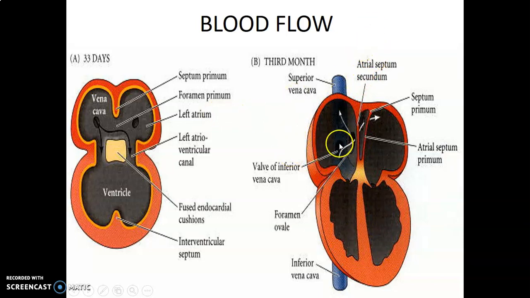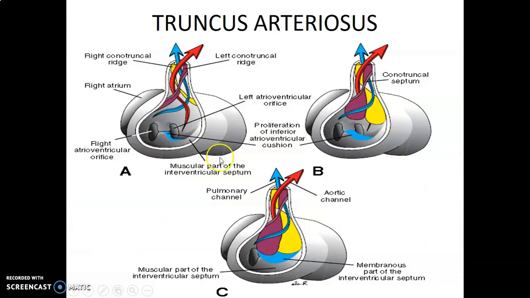Now this just shows blood flow from right atrium through foramen ovale to the left atrium. And this is the aorticopulmonary septum that we have said is continuous with the membranous part of the interventricular septum. So the truncus arteriosus will develop a septum, okay? There will be a right and left conotruncal ridge, then the conotruncal septum will form, and there will be sort of twisting, and that's how you get the arc of the aorta over the pulmonary trunk, okay?